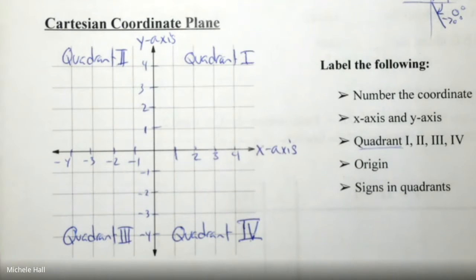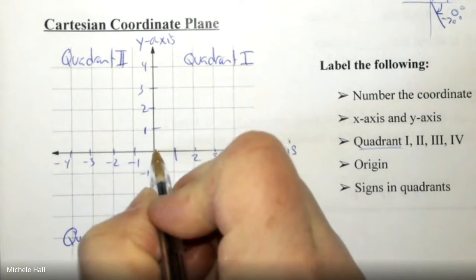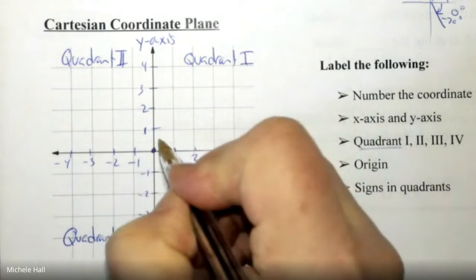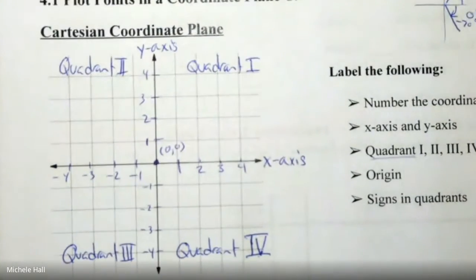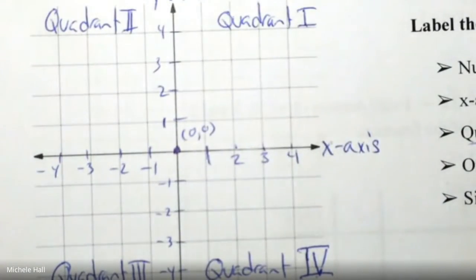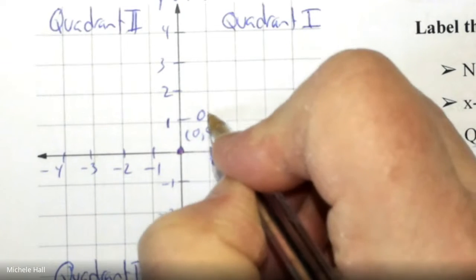The origin, who knows where the origin is? Exactly, right here. This is the point 0, 0. I'll zoom in. That's the point 0, 0, and that is the origin.